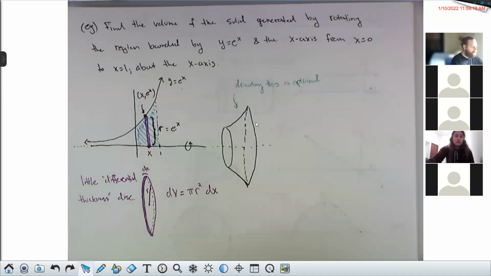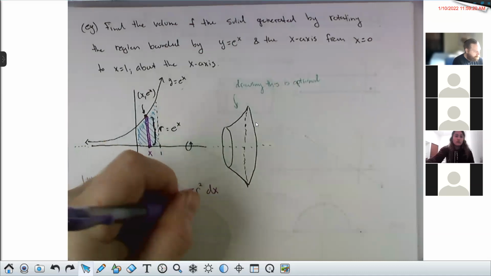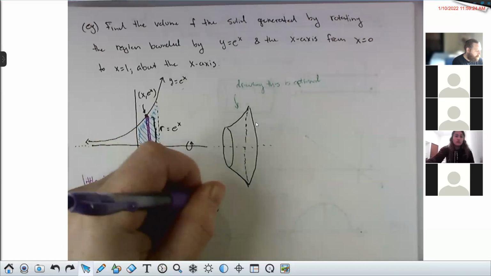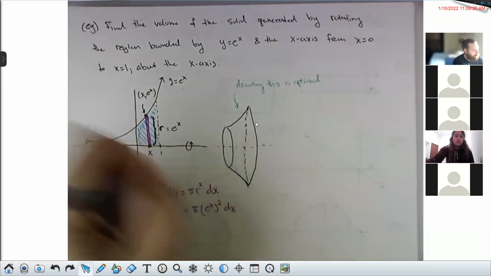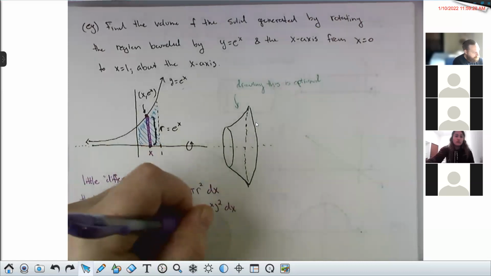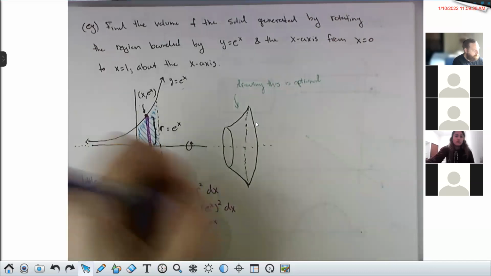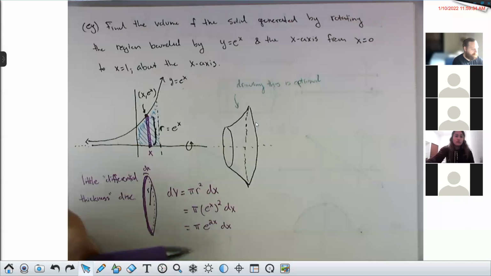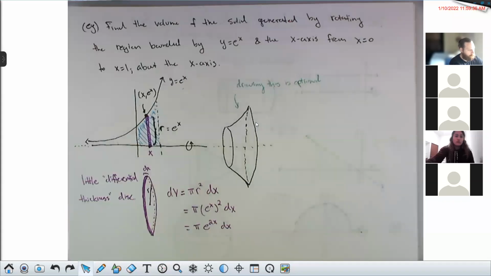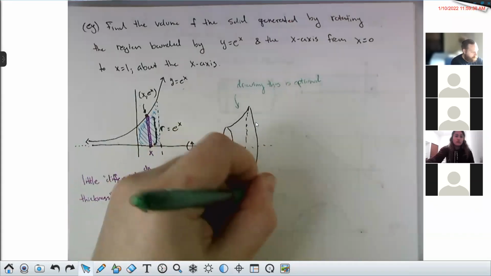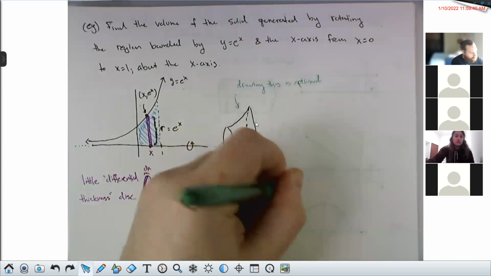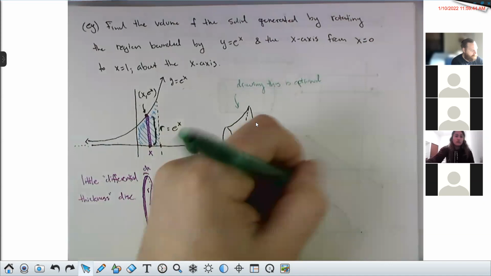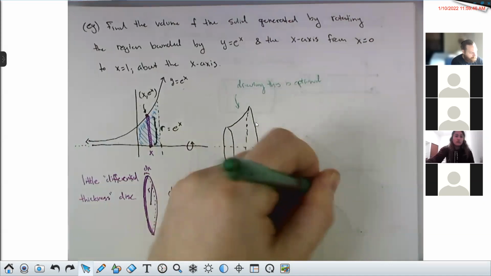So now I can come back here, dV is pi times e to the x squared dx, which is pi times e to the 2x dx. E to the x all squared is e to the 2x. That's an algebra rule: a to the b all raised to the c is the same as a to the b times c.